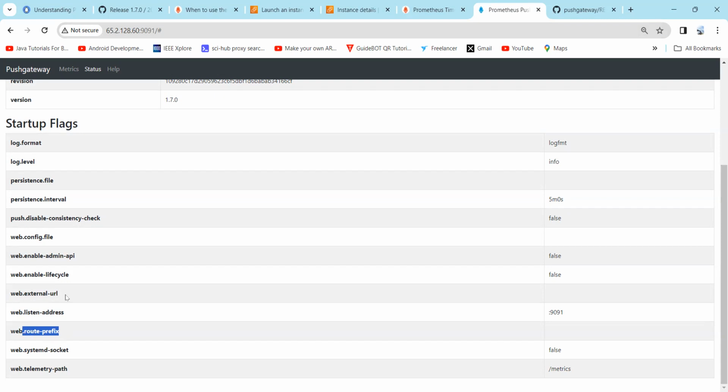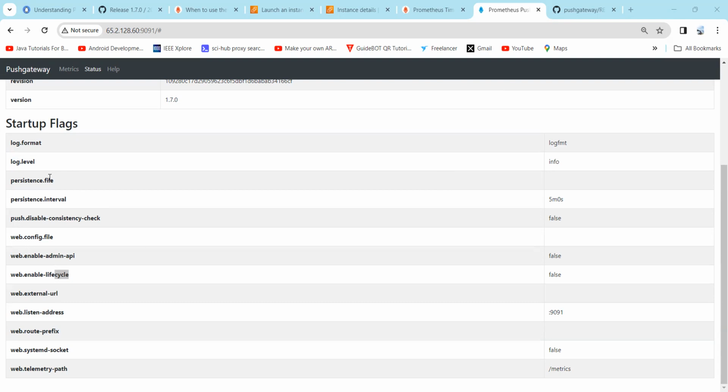Then is the web enable lifecycle, which is set to false. So if specified, then it lets you shut down the push gateway via the API. Then is the web enable admin API. So if specified, then it enables the admin API. So it will let you perform certain destructive actions. More on that in the following section.